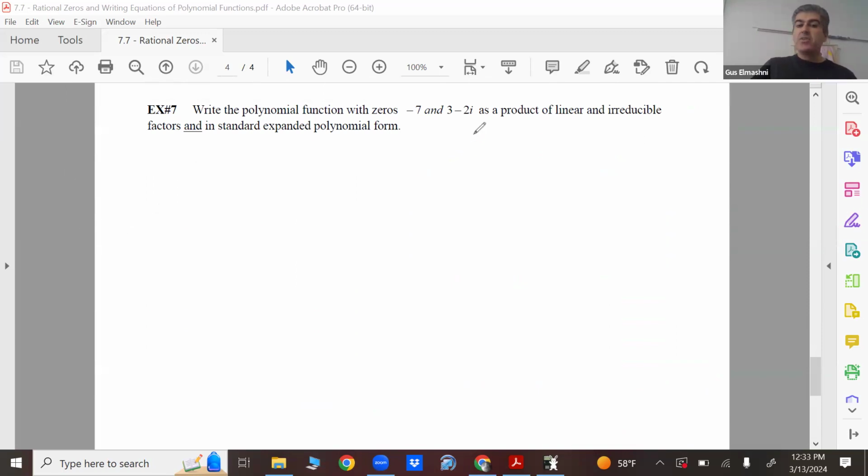All right. So 3 minus 2i is a solution. So is 3 plus 2i. And in this case, you're asked to write as a product. Same thing, but you also have to expand it too, which is a pain. Let's write as a product first, just to get it out of the way.